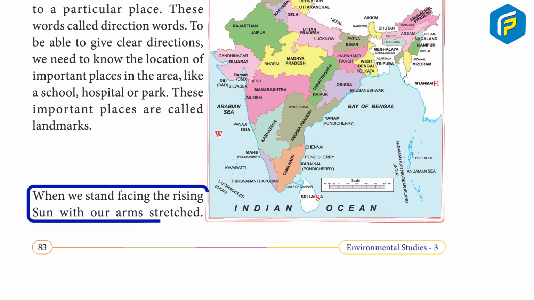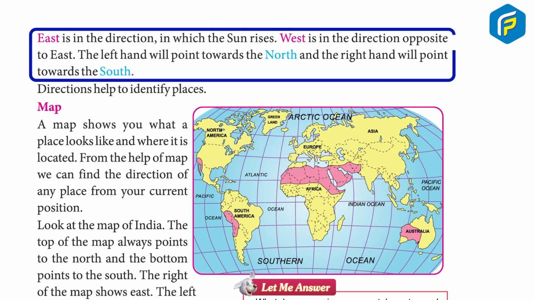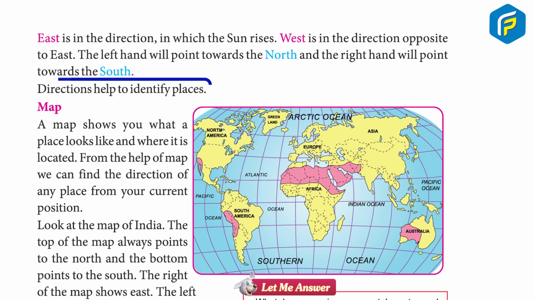These important places are called landmarks. When we stand facing the rising sun with our arms stretched, east is in the direction in which the sun rises. West is in the direction opposite to east. The left hand will point towards the north and the right hand will point towards the south. Directions help to identify places.